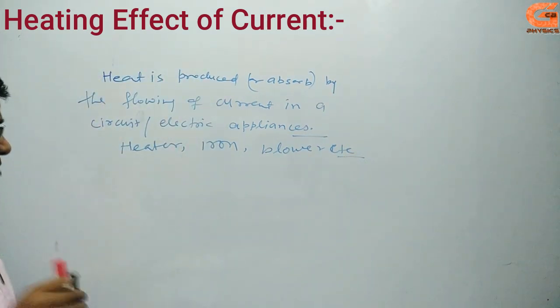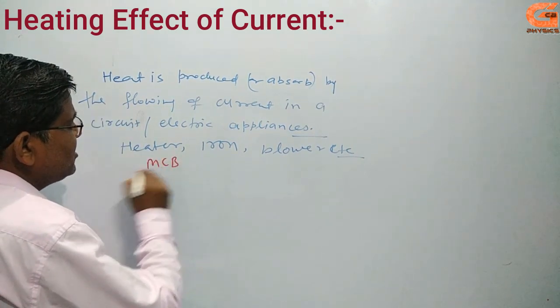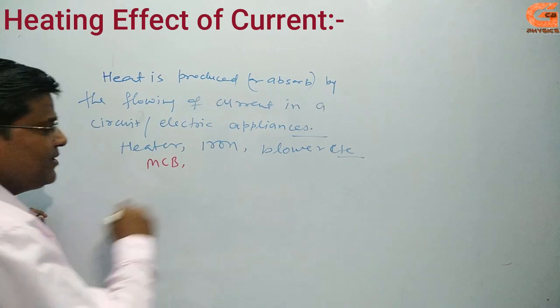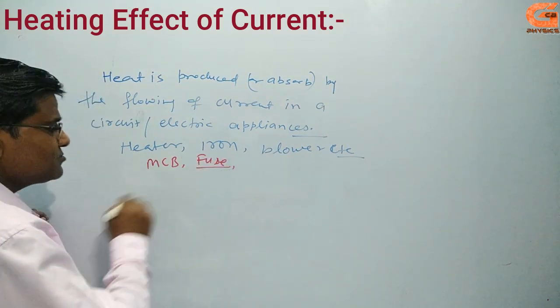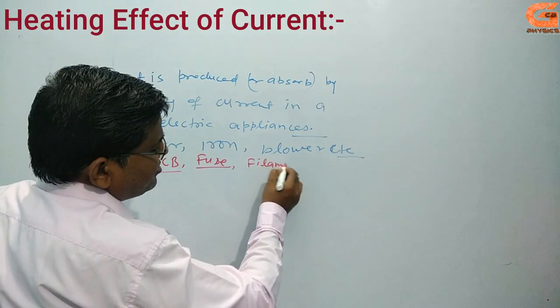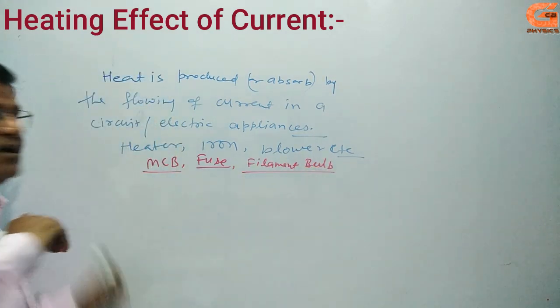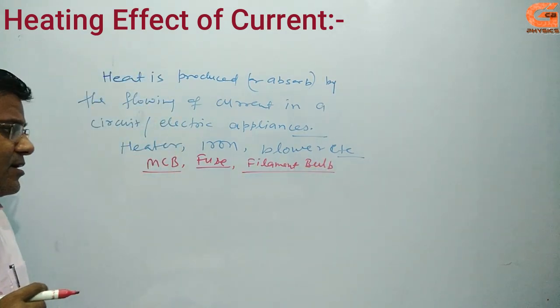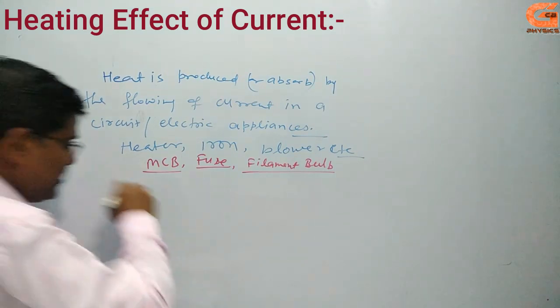One or two more examples: MCB, which means miniature circuit breaker, is also one. Fuse is also used for heating effect. Even a filament bulb is also heating effect. Filament bulb is also an application of heating effect. Toaster too.